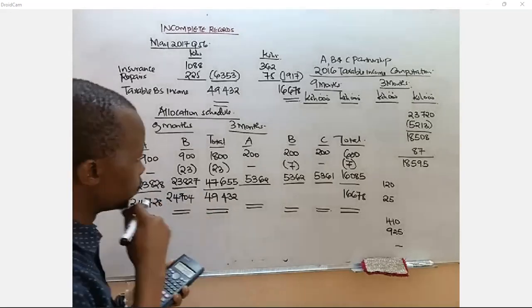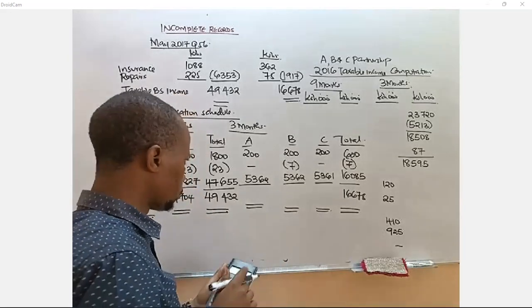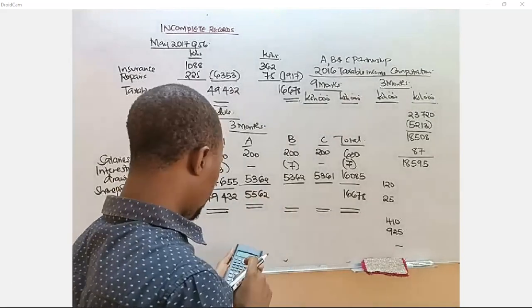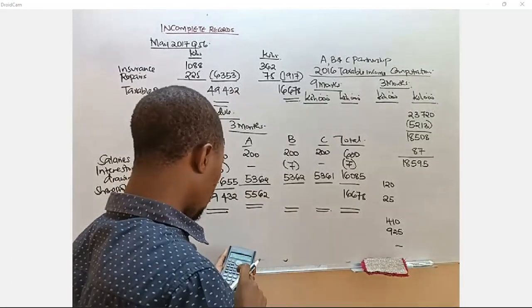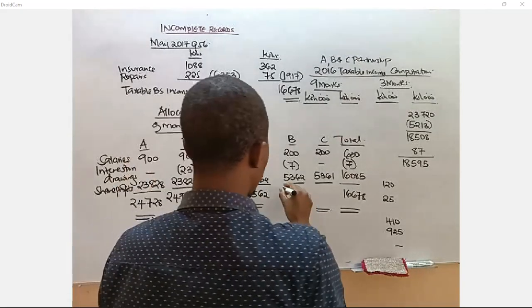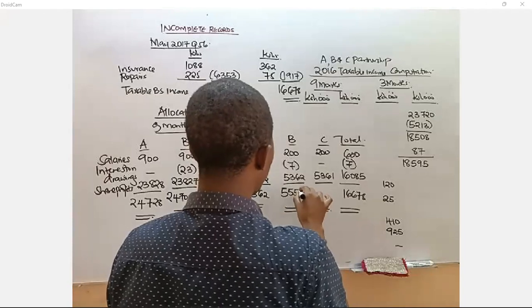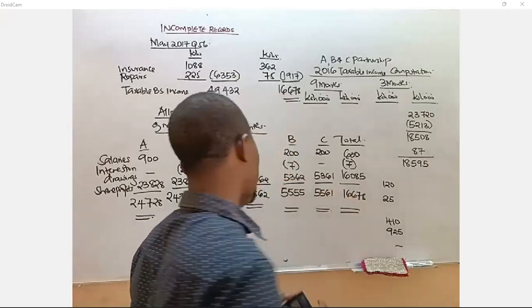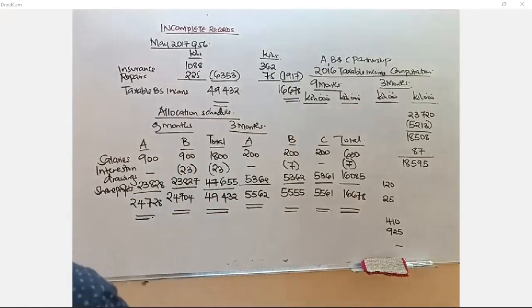I can see we are getting 24,704. Then when you look at the other side for 3 months, this will be 5,362. This one will be 200 minus 7 plus 5,362. We are about 5,555. Then the other one will be 5,561. Any question? Any question there?